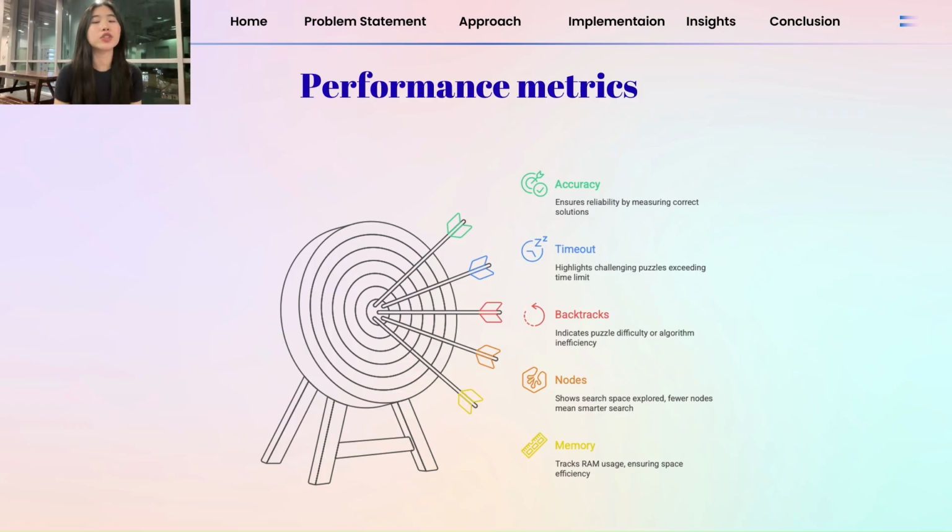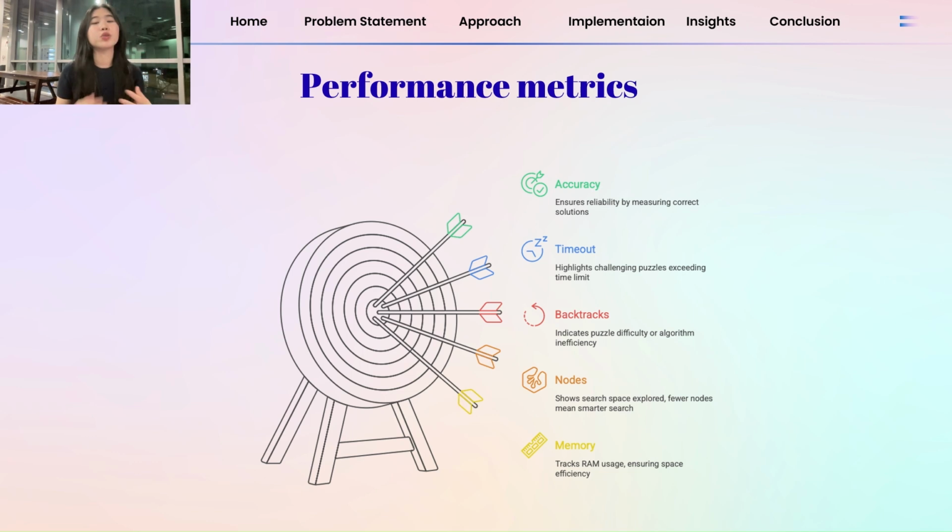First, the runtime. It measures how fast our solver runs, showing its efficiency. Next, memory. It tracks the peak RAM usage to see how space efficient it is. Next is nodes. It counts all unique states the solver explores. Fewer nodes will mean smarter searching. Next, backtracks. It tells us how often the solver has to undo decisions. More backtracks would mean the puzzle is harder or the algorithm is less efficient.